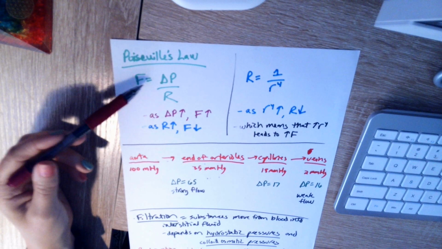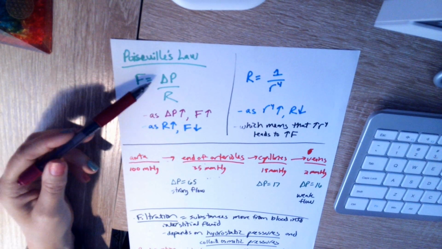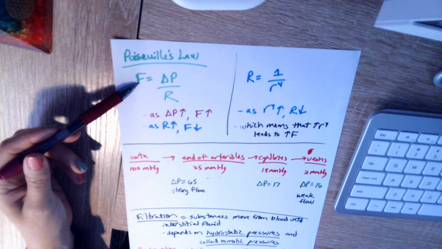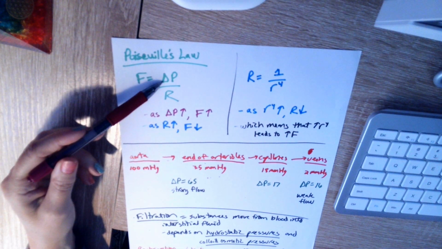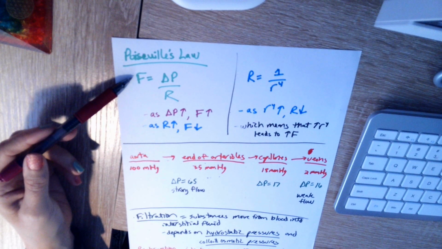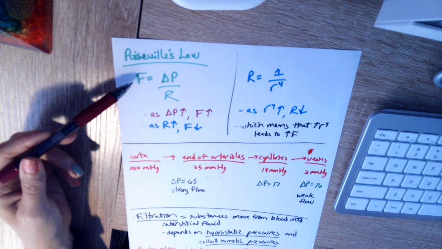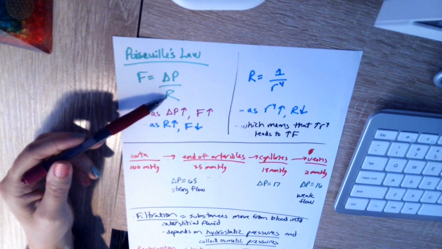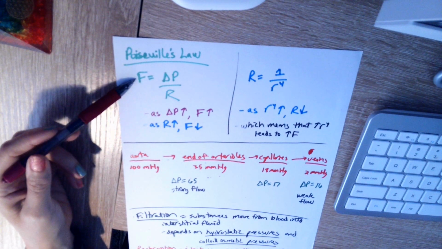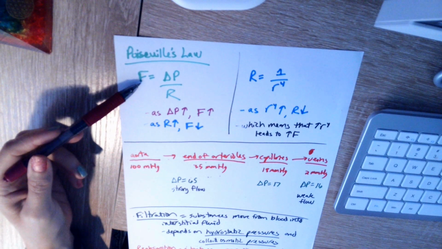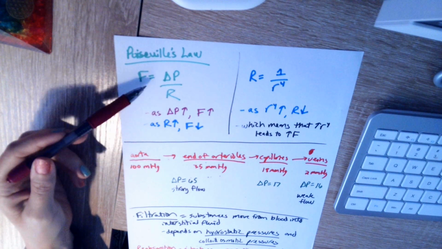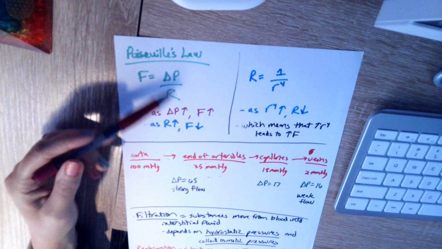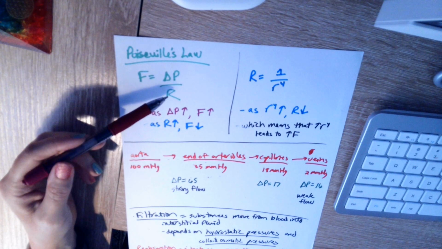So flow and delta P are directly related to each other. As delta P increases, so does flow. If delta P decreases, flow also decreases. So they move together. Flow and resistance are inversely related. So the higher the resistance, the lower the flow. And that just makes sense. If you have low resistance, then the higher the flow. And then you put them all together and you get the total flow of blood through a blood vessel.